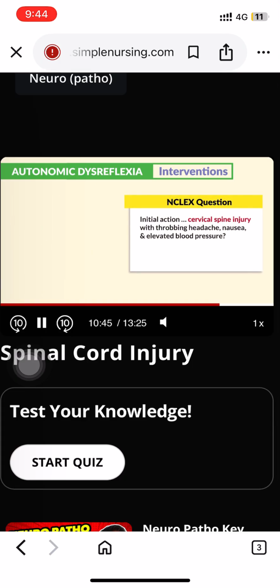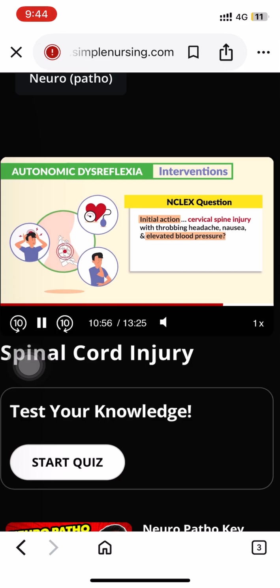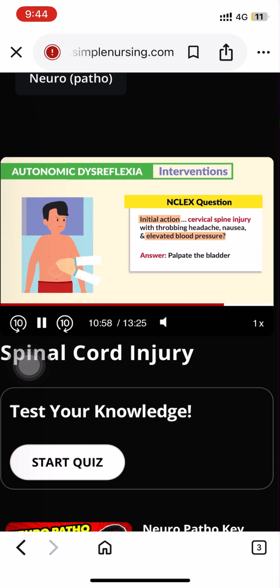Now, a common NCLEX question was the initial action for a cervical spine injury with a throbbing headache, nausea, and, second key term, elevated blood pressure. The answer was to palpate the bladder. So always look for the key terms here.